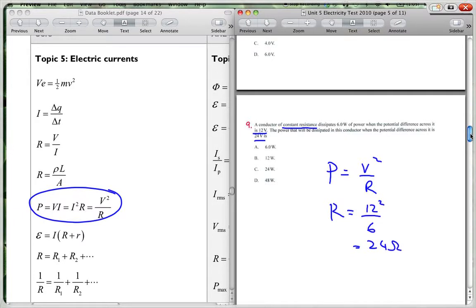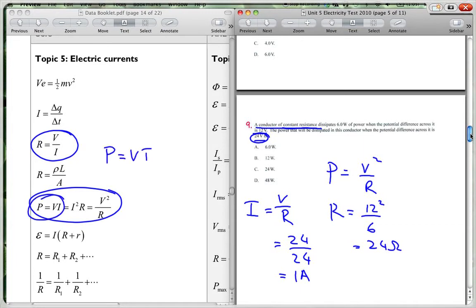So when we increase the voltage to 24, we're also going to increase our current, because I is equal to V over R from this formula over here. So we're going to get 24 divided by 24, because remember the constant resistance. So that's 1 amp. So when you have got 24 volts, then using this formula over here, power is equal to VI, we're going to get 24 volts times the 1 amp, which will be 24 watts. So C would be the correct answer.